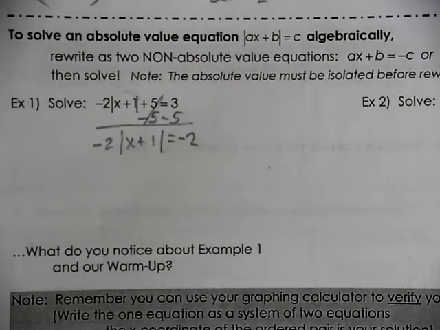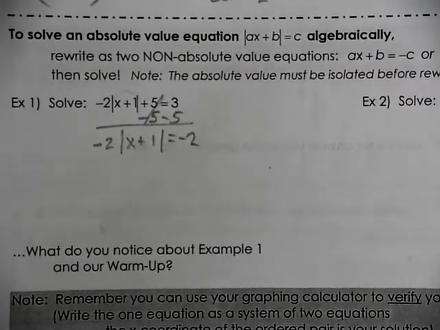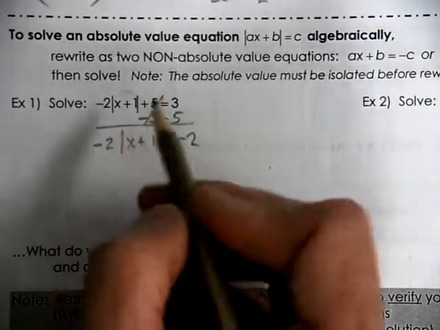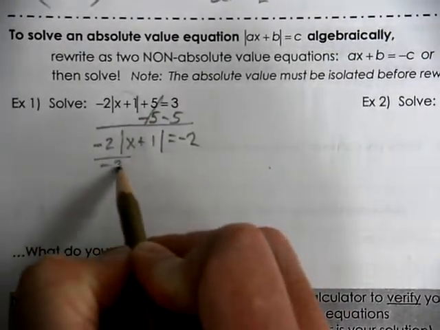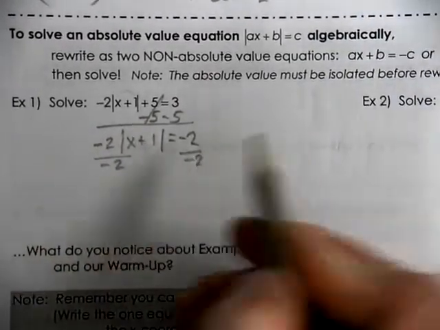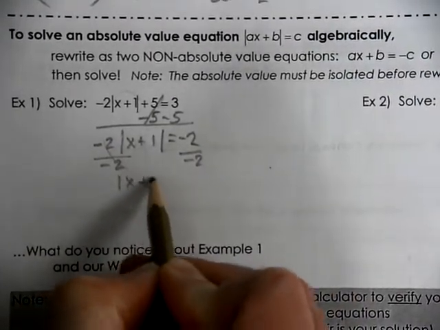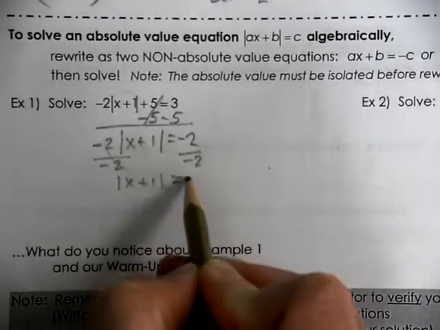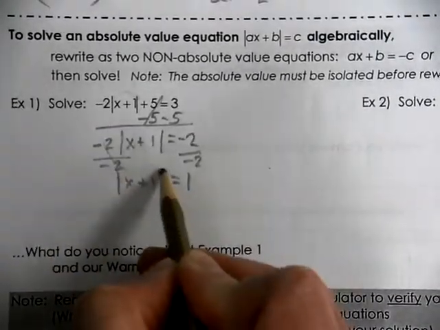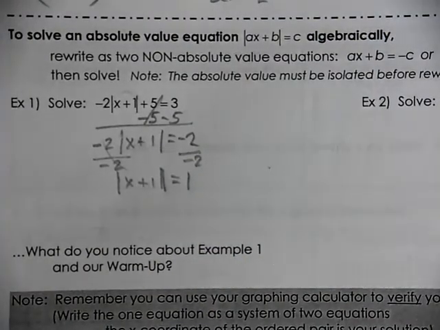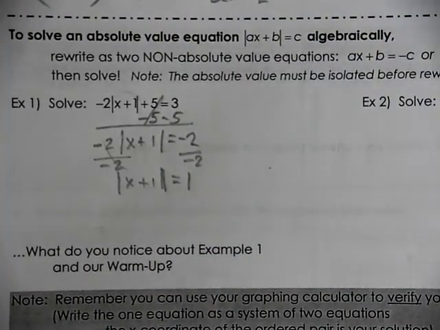Okay, what else is with the absolute value bars? The -2, and that's got to move over. We would never want to distribute that into our absolute values. We would divide by -2, and that's going to give us the absolute value of x plus 1 is going to equal +1. So now we've gotten the absolute value portion all by itself. That's called isolating.